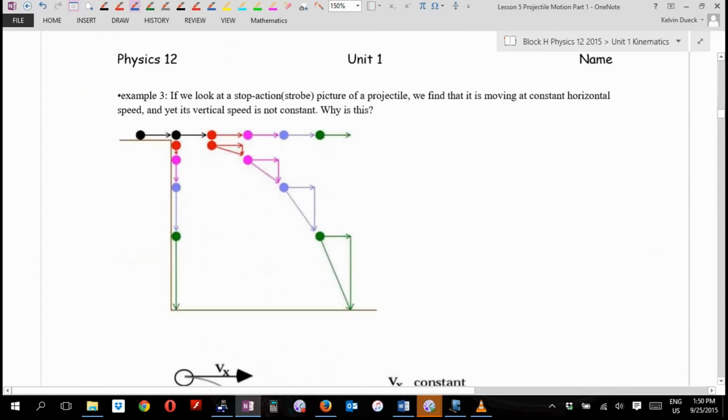If we look at a stop action or a strobe picture of a projectile, you'll find that it's moving at a constant horizontal speed. Notice the horizontal distances that it's traveling are identical, but the vertical distance each time is increasing. Why? Which way? Can you give me that as a letter that I might want to use that would imply vertical?